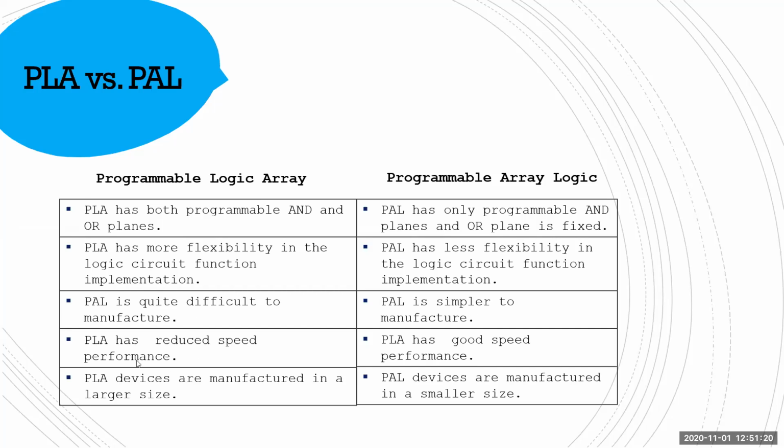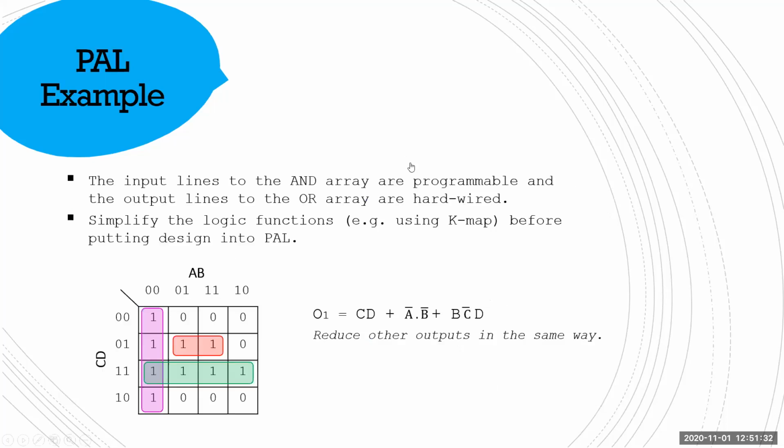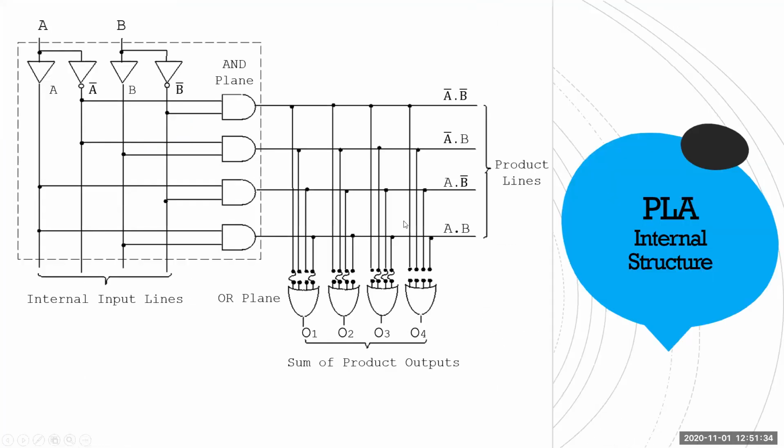PLA has reduced speed performance. Obviously, this is a very distinct disadvantage of PLA. Why? Because you are using fuses. Okay, let's go back and see. You are using fuses in the OR gate. Fuses are smaller, thinner wires than these wires. These red wires, okay, I'm going to draw. And this pink wire. Pink wires are the fuses.